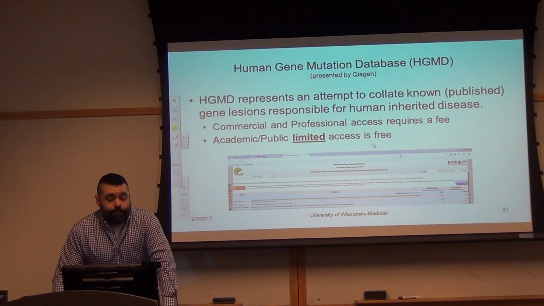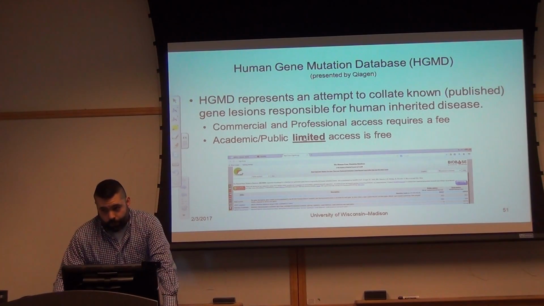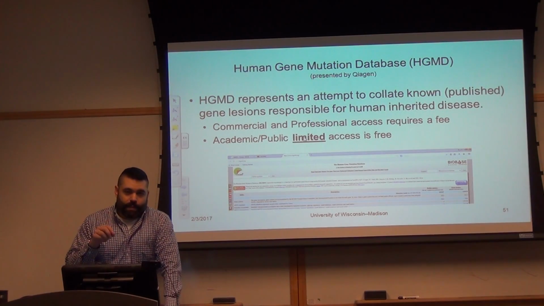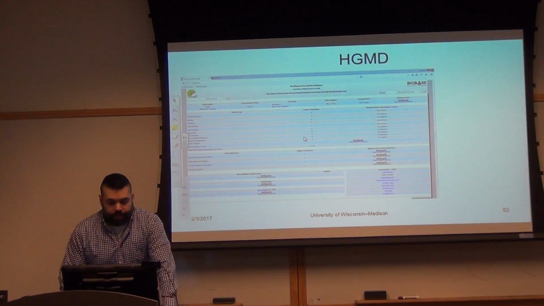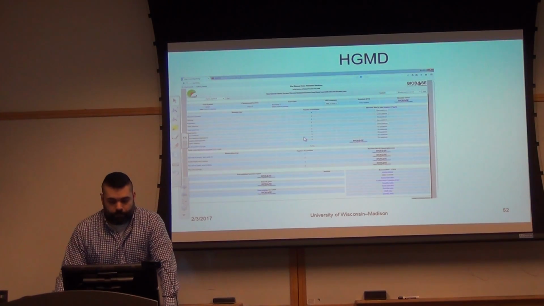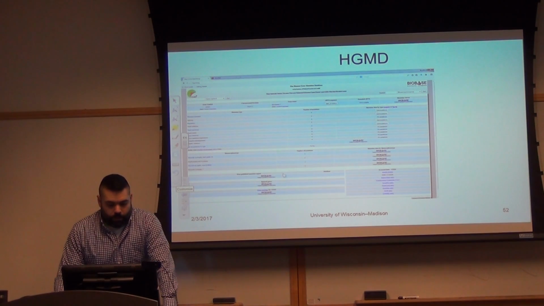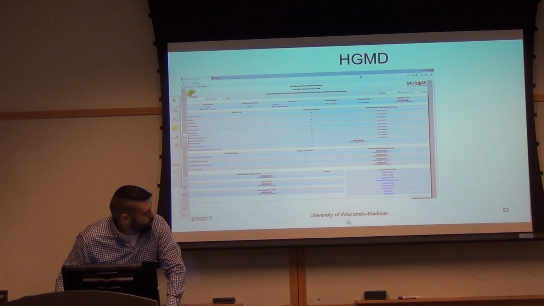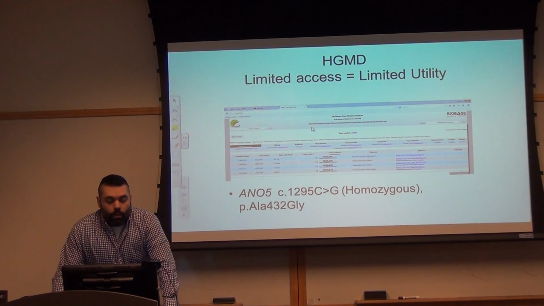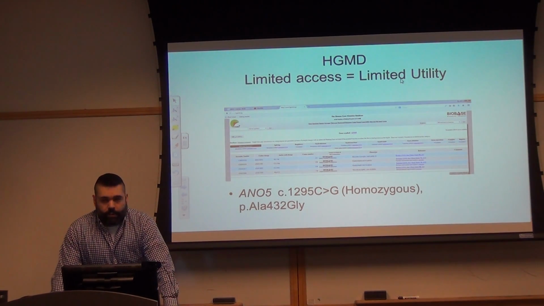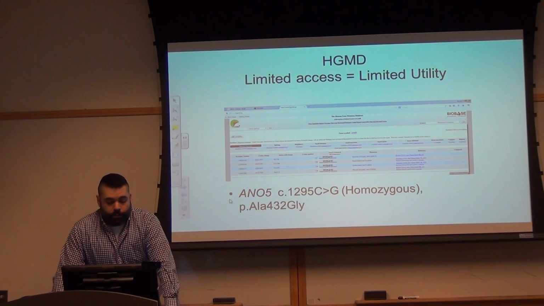Academic access is free, but limited. So you can use it, and it'll tell you that there's an entry in the database, but it won't tell you what it is. This is just a screenshot of the database. This is an old slide. So limited access equals limited utility in this case if you're using the free version. It did tell me that C.1295 C to G homozygously was in there, but it wouldn't tell me the classification.